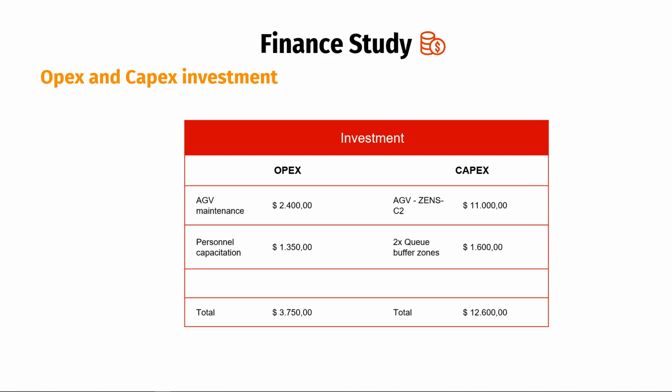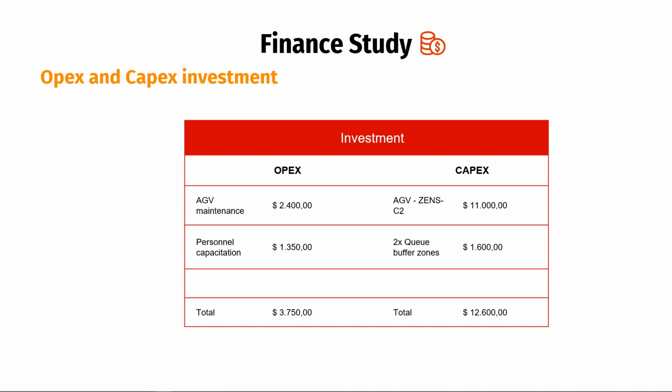This buffer zone needs to be on some kind of platform in order to keep producing and stacking until they are ready for the next production stage. This costs approximately $1,600. For a total, the total of CAPEX is $12,600. For OPEX, the AGV or automated guided vehicle will need maintenance.